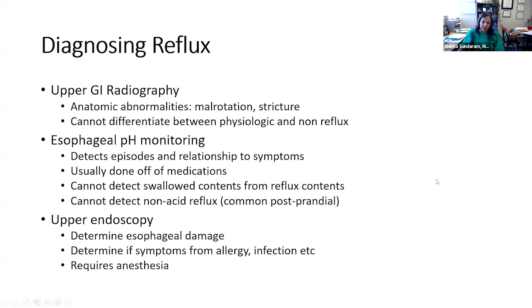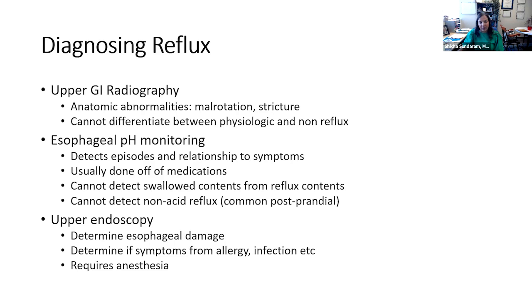You can do esophageal pH monitoring. It's typically for 24 hours. A probe goes from the nose down into the esophagus, and sometimes a dual probe into the stomach, and it detects pH, or how acidic the esophagus is. The nice thing about pH monitoring is that you can look at episodes and understand the relationship to symptoms.